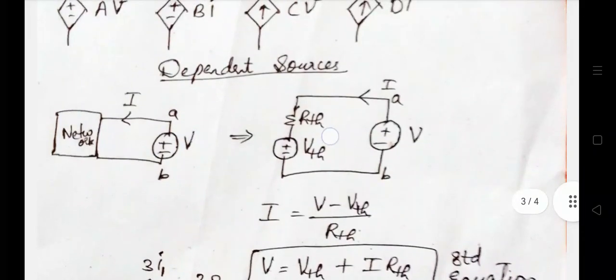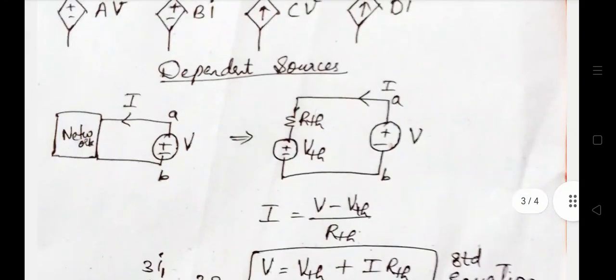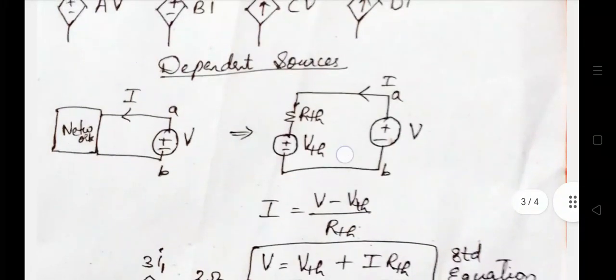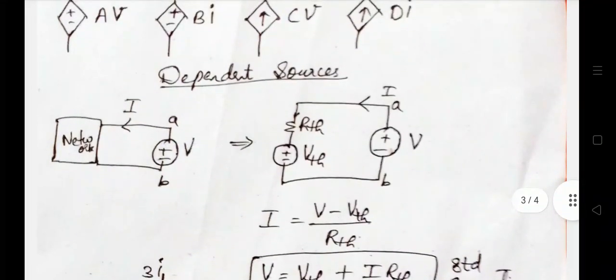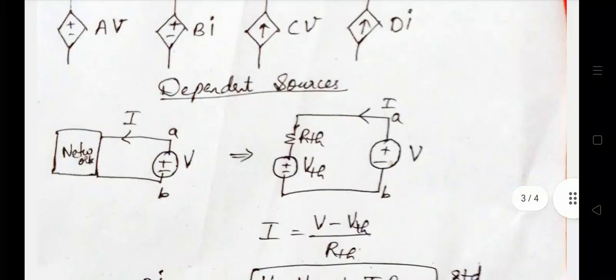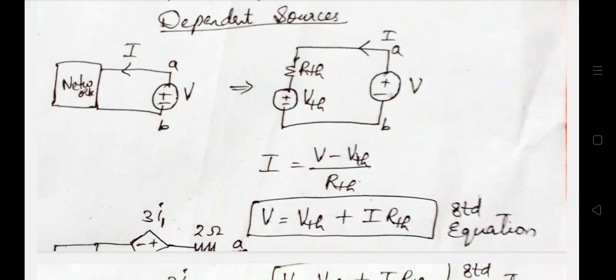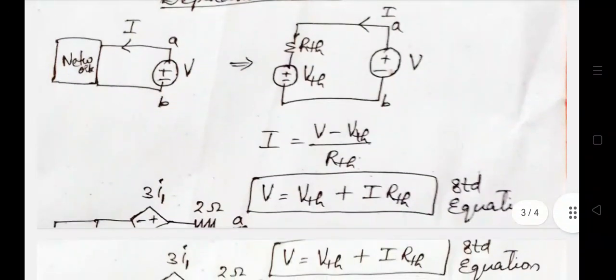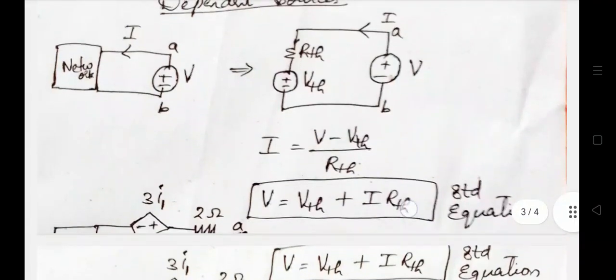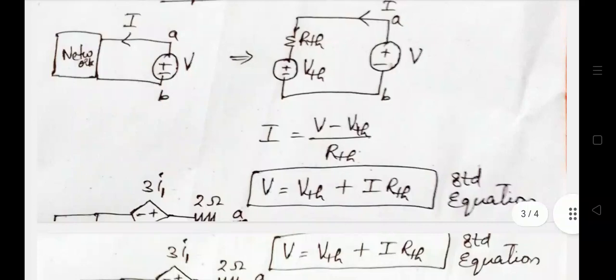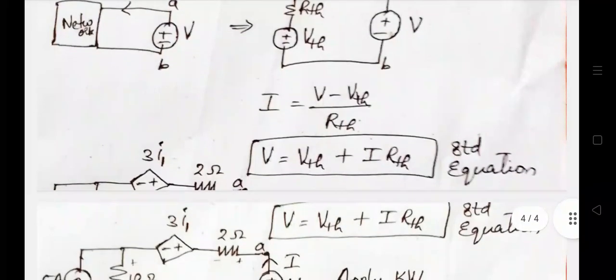Now let's redraw this given network into a Thevenin's resistance and Thevenin's voltage form. This network is redrawn as a Thevenin circuit which again contains this voltage source and current flowing from this voltage source. While writing the equation for this network, I is equal to V minus VTH by RTH. From that we will get V equal to VTH plus I RTH. This is the standard equation that is needed for solving such questions.